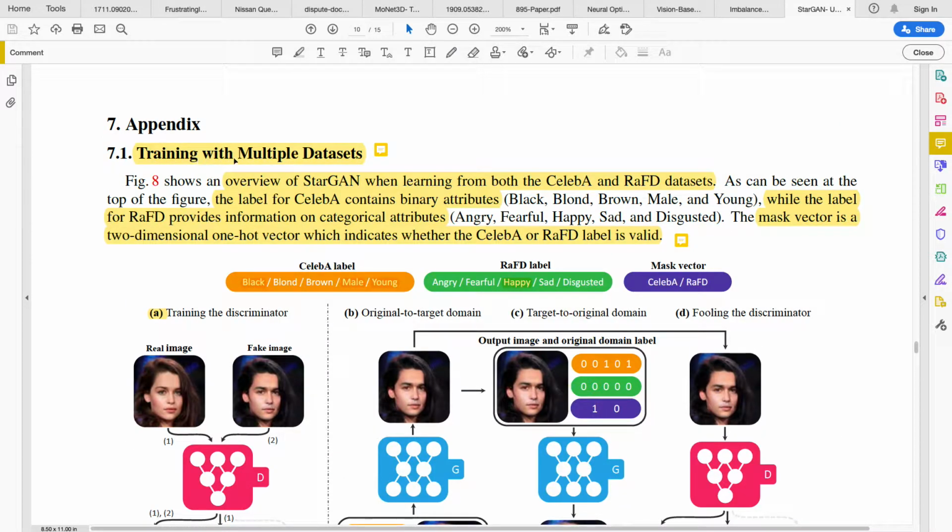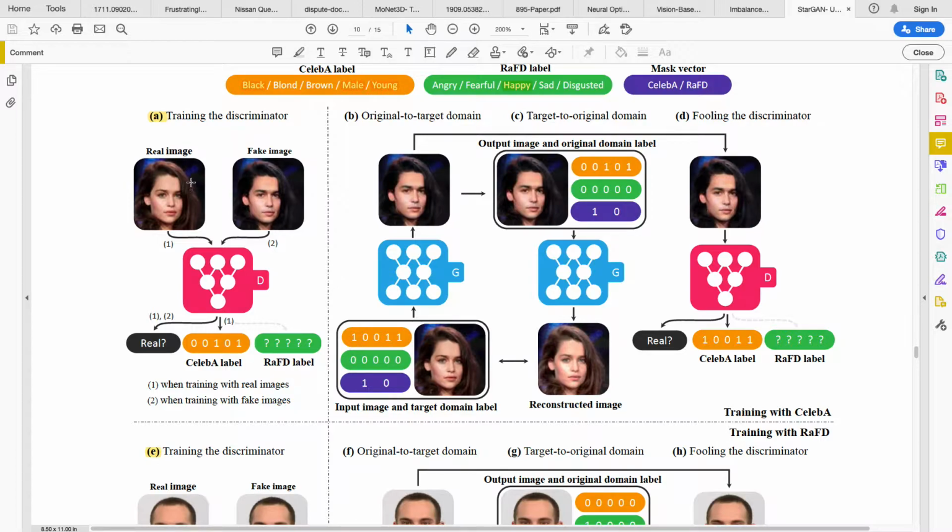This is where it's illustrated when they train the network on multiple data sets. So you can see here that now they introduce a mask vector. The orange represents the CelebA data set, the green represents the RaFD data set. So they have these two data sets during training, but they use this vector to be able to toggle the data set. When training with real images and fake images, if they put a real image, the discriminator is to classify whether it is real, and for a fake image, whether it is fake.